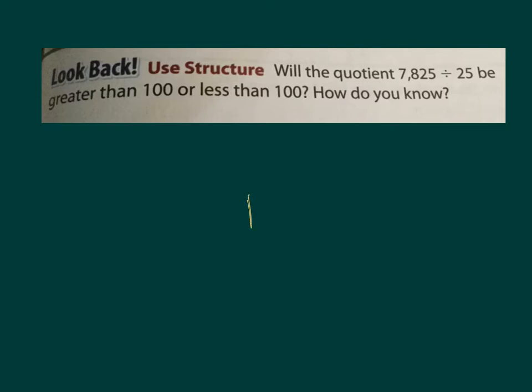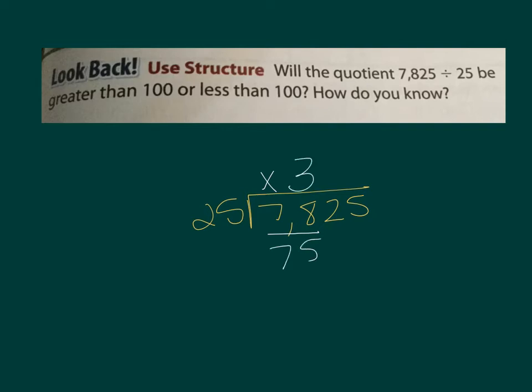Well, first let's write out our problem. 7,825 divided by 25. They're basically asking, is it going to be over 100 or less than 100? And you know that 25 won't go into 7, but it will go into 78. Think quarters. 25 times 3 is 75. Okay, subtracting you have 3.